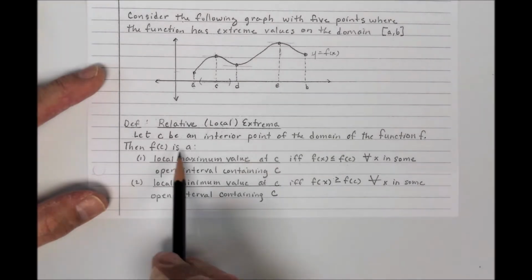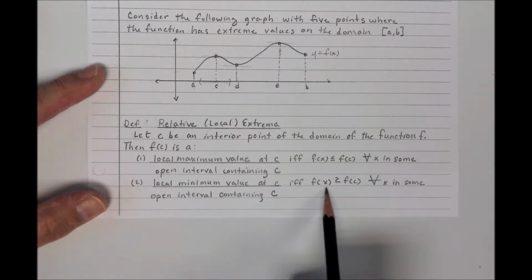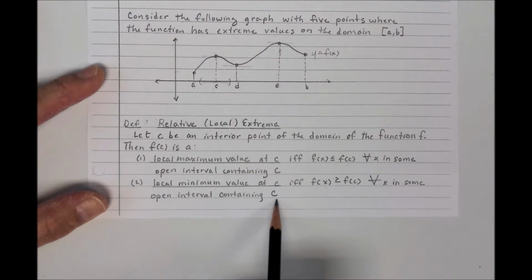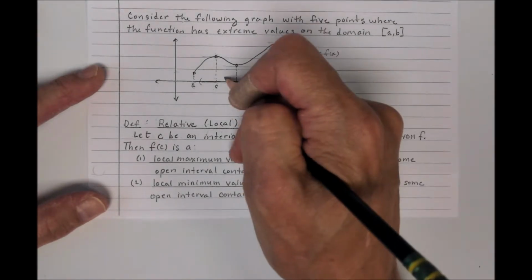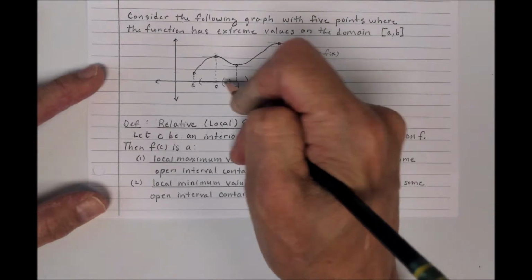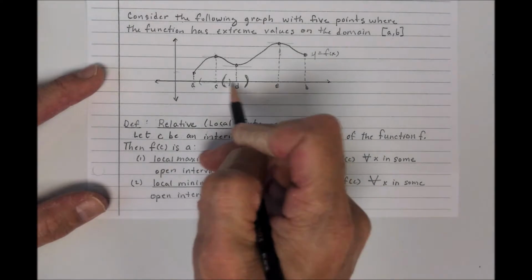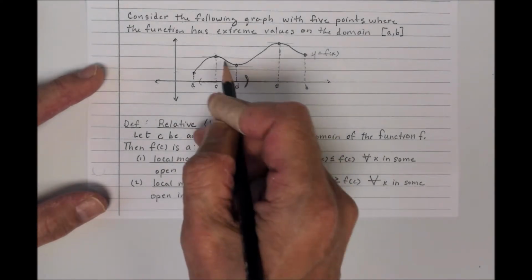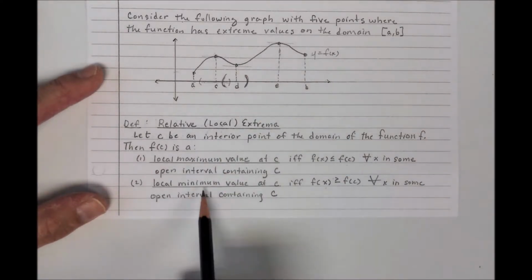Then f of c is a local or relative minimum value at c if and only if f of x is greater than or equal to f of c for all x in some open interval around c, containing c. Well, and again, in this case, let's look at here when x is d. If I look at the open interval here, and I'm going to try to make them a little darker so you can see what I'm emphasizing. At x equals d, this guy here is bottom of the graph. It's as low as it goes. Okay? So these guys have special names as well.